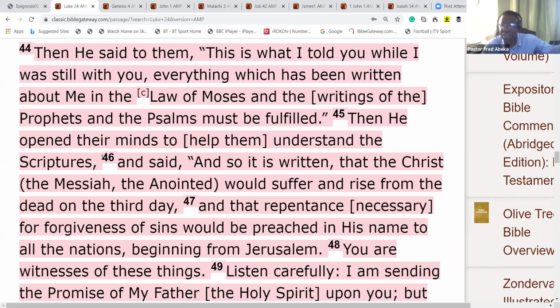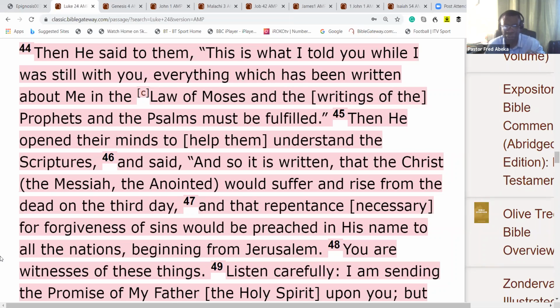In the law of Moses, and the writings of the prophets, and the Psalms, must be fulfilled. So for something to be fulfilled, it means that before it was fulfilled, it was a promise. So he's letting us know that the entire Old Testament is promises and prophecies about what he just did by resurrection.